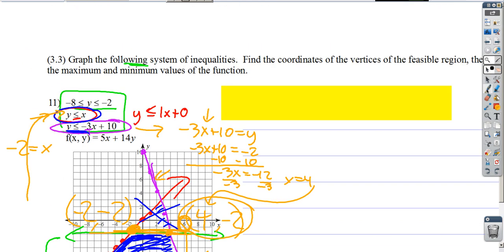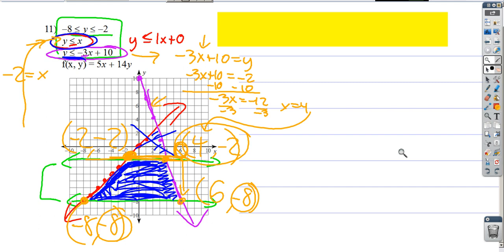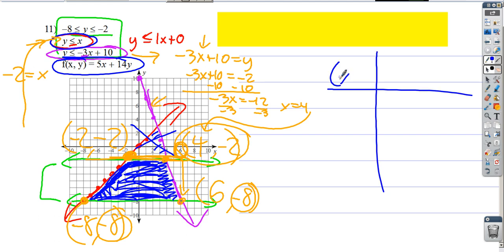So let's read what they're asking us. Graph it. Well, we did graph it. Find the coordinates. We found the coordinates. Then find the maximum and minimum values of the function. What's the function? The function is this thing right here that we haven't touched yet. So the way that we do this is we take those coordinates that we have and plug them into this function, 5x plus 14y, and they want us to find the maximum and minimum values.